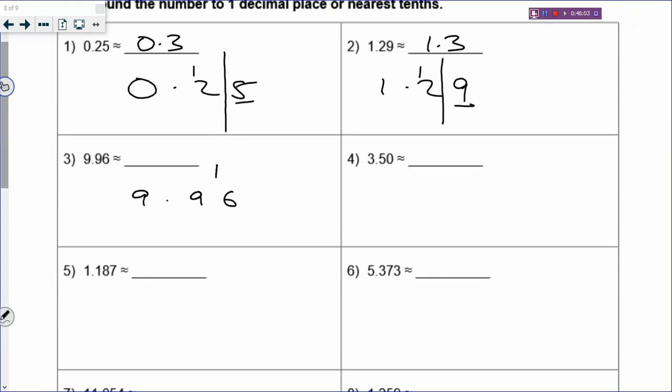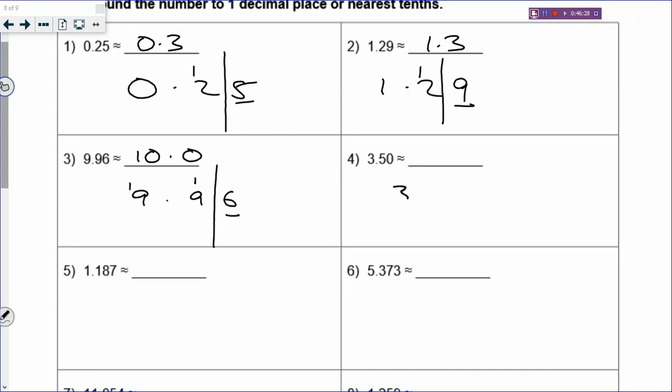Now, 9.96. Where do you draw the line? Over here. And then look at the digit beside the line. Is it 5 and bigger? Yes, add 1. So 1 plus 9 is 10. Then you carry 1 over here. That will be 10.0. Now, you cannot write 10. If you write 10, that is a whole number. You want to have one decimal place. So you have to show the 10.0. If you just write 10, it's wrong because it's a whole number.